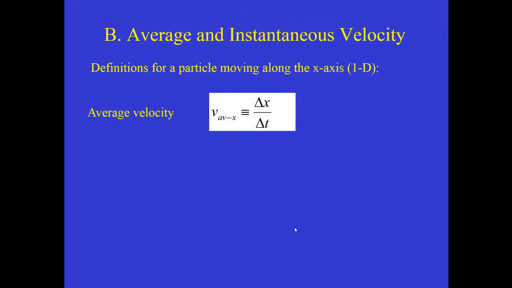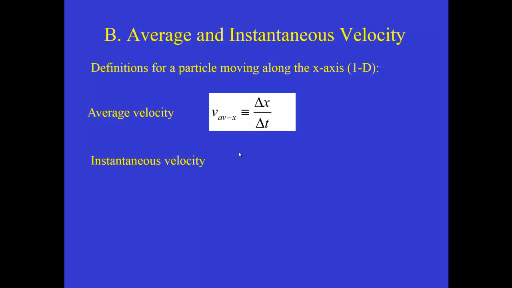The average velocity in the x direction, since that's the direction that the particle can move in, is defined to be the change in the x-coordinate divided by the change in time. Delta always means change, and it's always defined so that delta x means the final x position minus the initial x position, and the same thing with time. The three bars here mean that this is a definition. So that's the average velocity.